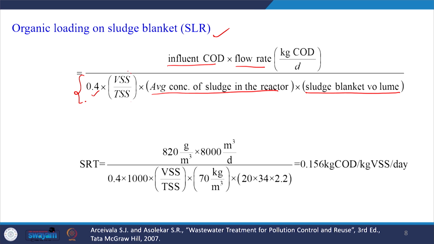Also, we are assuming that only the VSS fraction of the total TSS will be removed. So, that is why we are taking these values, and if we put all the values and take into consideration the different units, we can easily solve the SLR on the sludge blanket. This will be coming out to be 0.156, the organic loading on the sludge blanket, 0.156 kg COD per kg VSS per day.